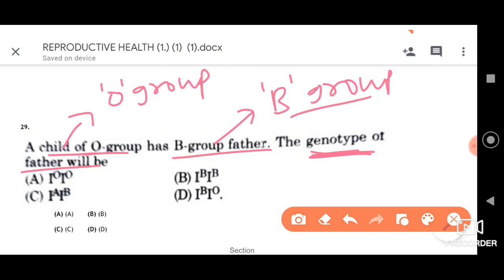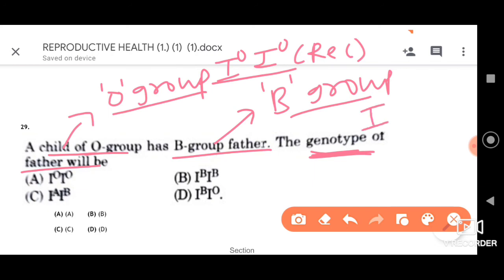Very interesting question. First of all, if the child is O blood group, the genotype of the child would be IO, which is recessive. Then, as the father is B blood group, he should have IB, and the other should be IO. This is the only possibility. Only then can the child have the O blood group if the father is B. The only option you can go for here is option D. That will be your right answer.